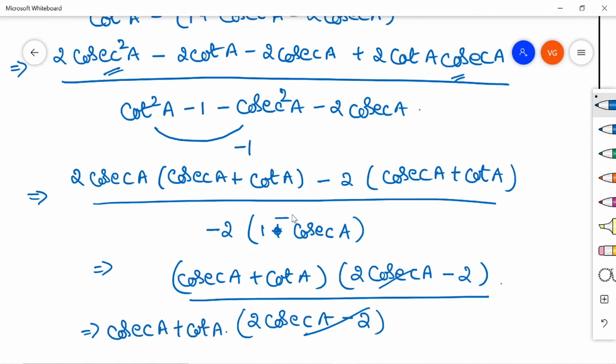See, I will explain one more time. 2 cosecant square A minus 2 cot A minus 2 cosecant A plus 2 cot A cosecant A. From the first and fourth term, I am taking 2 cosecant A common. Here we will get cosecant A and here you have cot A. Then from the middle two terms, I will take minus 2 out, then cosecant A plus cot A. Now we will get minus 2 common, 1 minus cosecant A. So these two terms will get cancelled, and what you will get is cosecant A plus cot A.